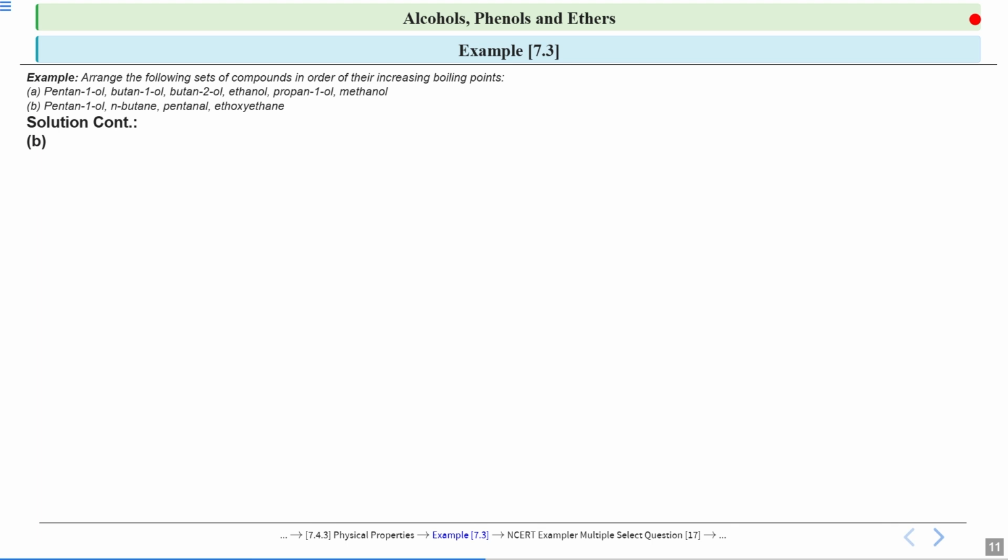Now let us solve the B part. In B part, first we will decode the structures of the given compounds. Let us first see n-butane. Butane: 1, 2, 3, 4. There are 4 carbon atoms, and the n here depicts that it is a straight carbon chain. In this, there is only van der Waals force. There is no hydroxyl group present, so there is no hydrogen bonding here.